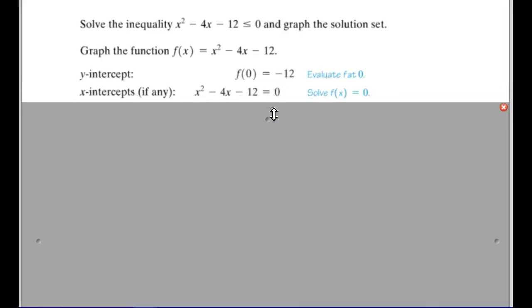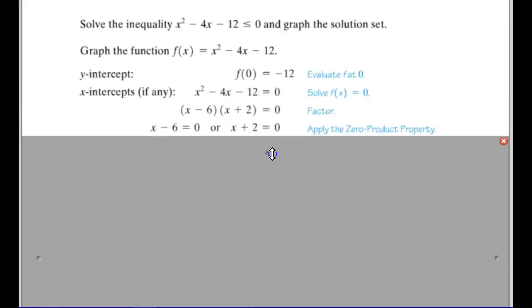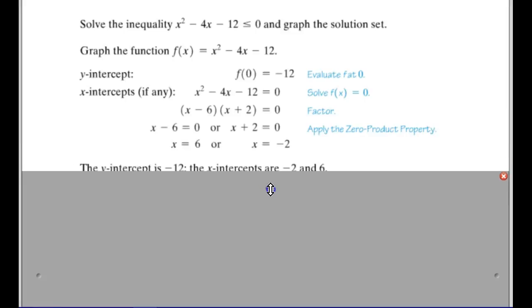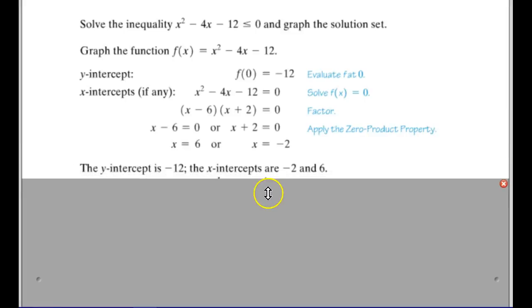I find my x-intercepts, and that's when I factor or use the quadratic formula to find my x values when they are equal to 0. So here we set our function equal to 0, and then we factor it out, and we find our two solutions are at 6 and negative 2. And then I have those 3 points: my y-intercept and my two x-intercepts.